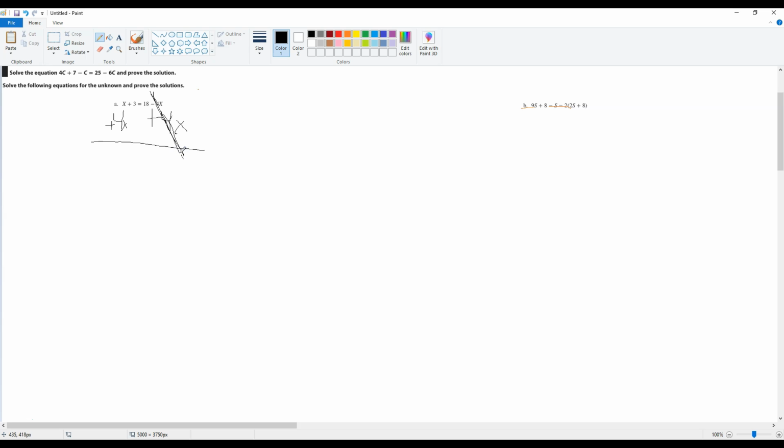You could take the x over to the other side. I'm just choosing to take the 4x. So x plus 4x is 5x. And then I'm left with 5x plus 3 equals 18. And then I need to bring the 3 over. So since it's a plus 3, I'm going to subtract 3 from each side.